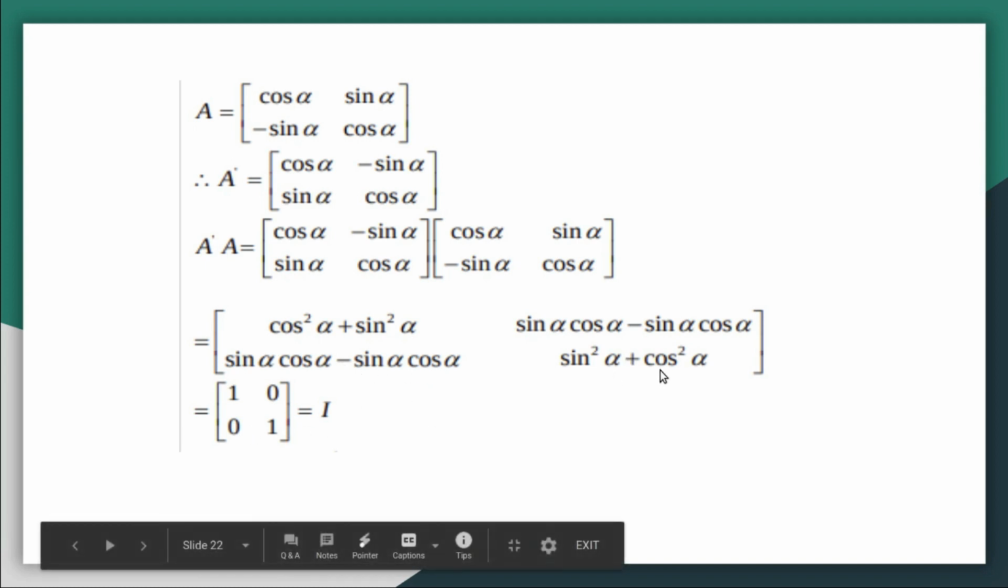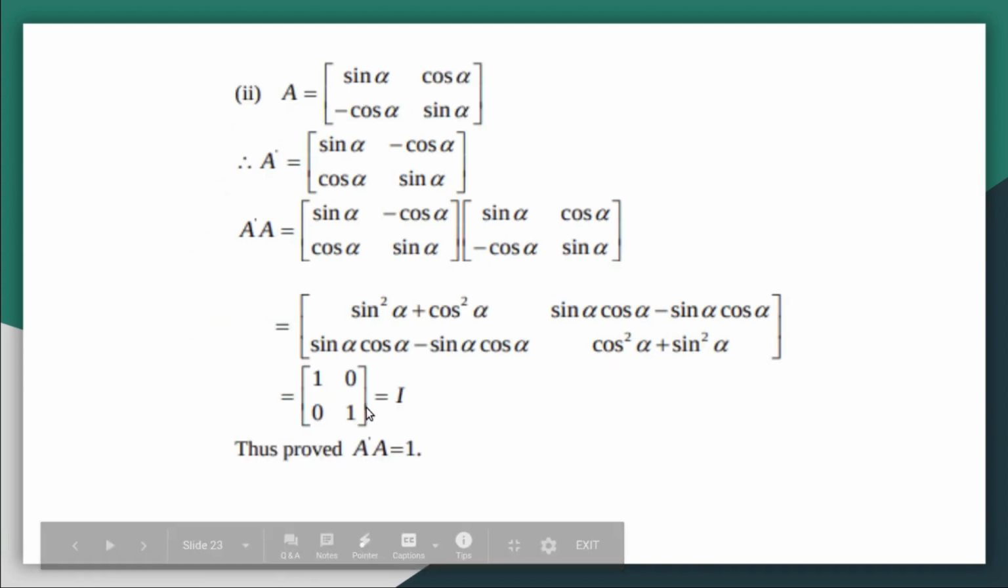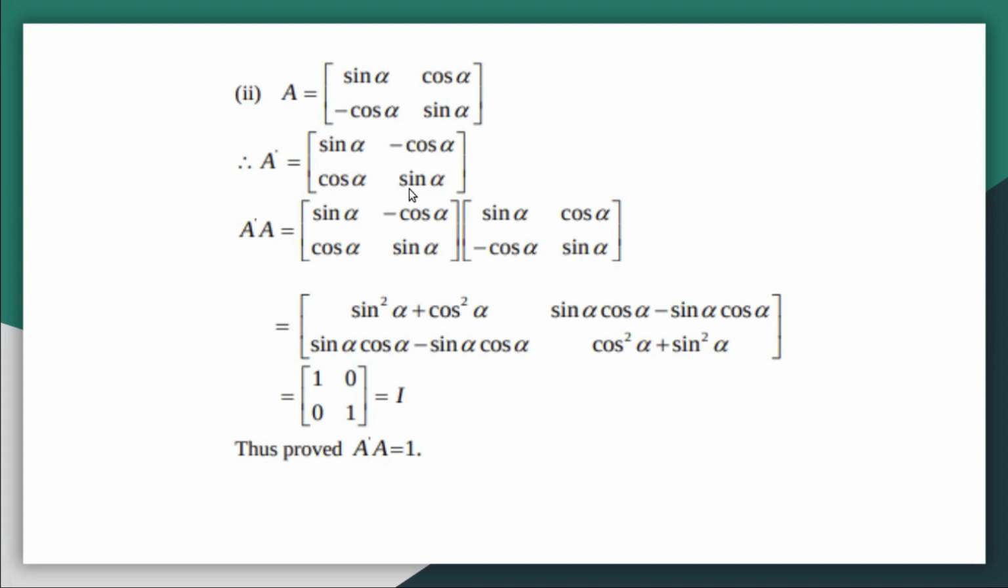Here sin square alpha plus cos square alpha is equal to 1. So we get matrix 1 0 0 1, which is equal to I, the identity matrix. Now the second one. Here A equals matrix sin alpha, cos alpha, minus cos alpha, sin alpha. Now A transpose: write the first row as the first column, sin alpha, cos alpha, and the second column is minus cos alpha, sin alpha. So A transpose is matrix sin alpha, minus cos alpha, sin alpha.